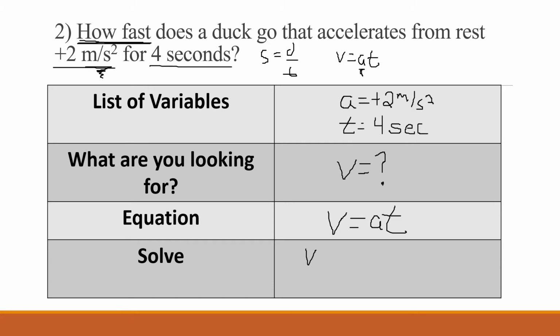So what we're going to do is solve. v equals, what goes in for the a is +2, the time is 4. Oh, okay. v equals +8 m/s. This is your answer. This is everything that you need to write. You need to write all the stuff that's in the box in order to get credit for the problem.